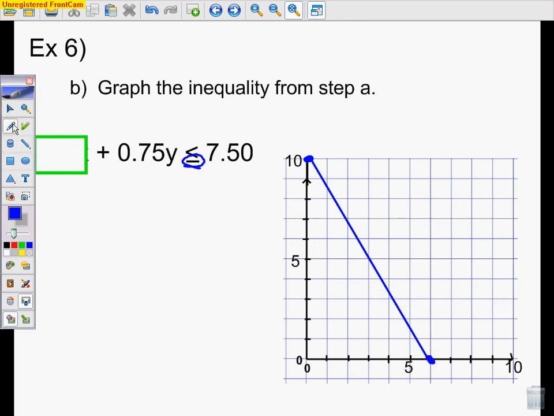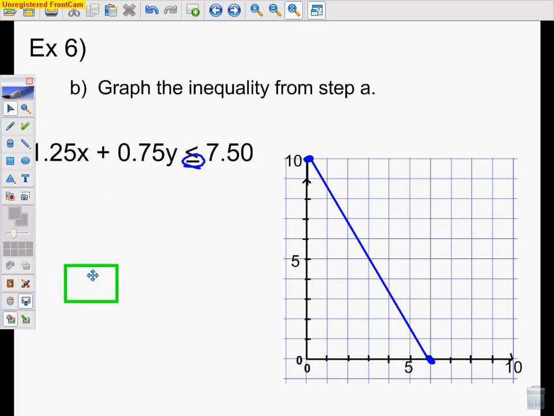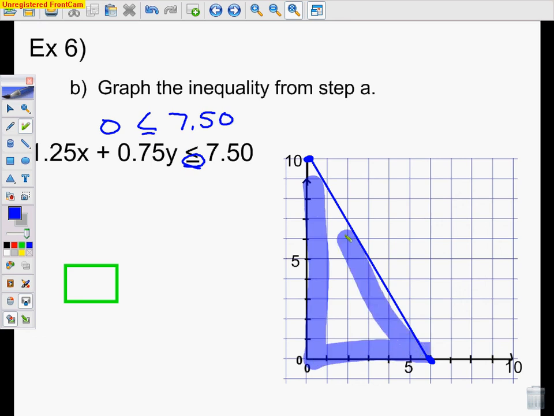Again, you can pick a point not on your line to determine where you shade. 0, 0 makes an effective point. So you would get 0 on this side is less than or equal to $7.50. And that is a true statement. So we are going to shade below the line here. All of the stuff in here.